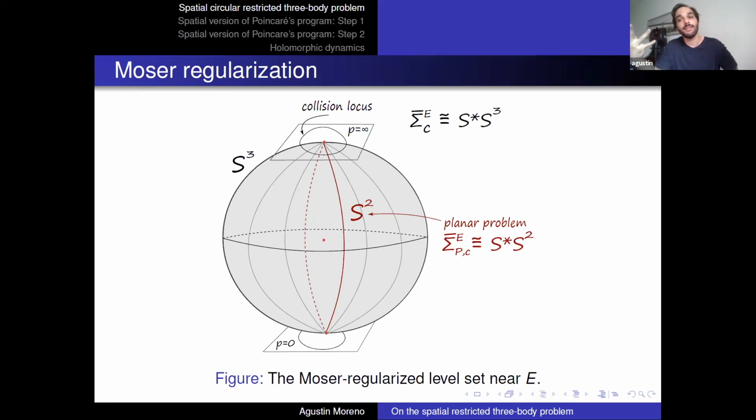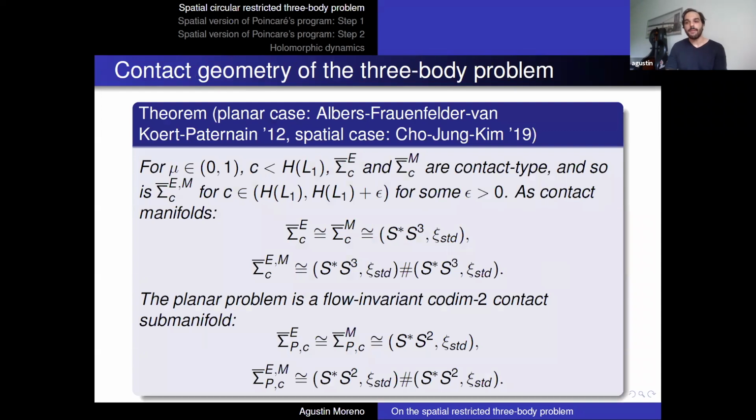But now we have a very nice dynamics on a compact manifold. This is the game. After you've regularized, we have this very nice theorem, which in some sense is the starting point for all the contact geometry that we can do in the 3-body problem, on this very old problem. We can try to use techniques that we like and know. This theorem was proven by a bunch of people in the planar case: Peter Albers, Urs Frauenfelder, Otto van Koert, and Gabriel Paternain. This is 2012. Then some students of Otto in South Korea dealt with the spatial case more recently, in 2019.